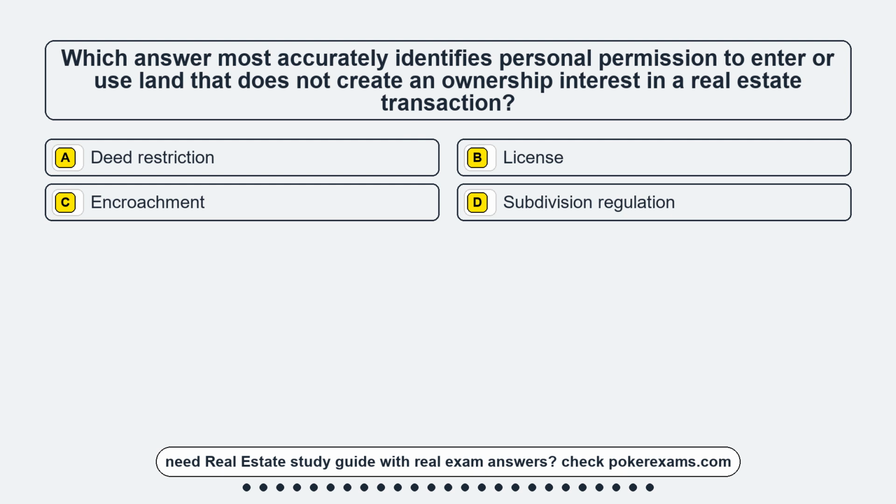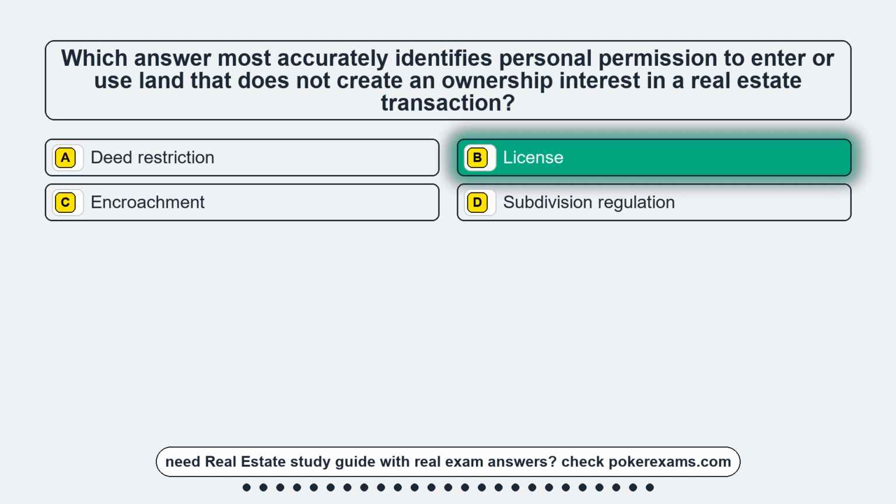Question 15. Which answer most accurately identifies personal permission to enter or use land that does not create an ownership interest in a real estate transaction? Option A. Deed restriction. Option B. License. Option C. Encroachment. Option D. Subdivision regulation. The correct answer is option B.